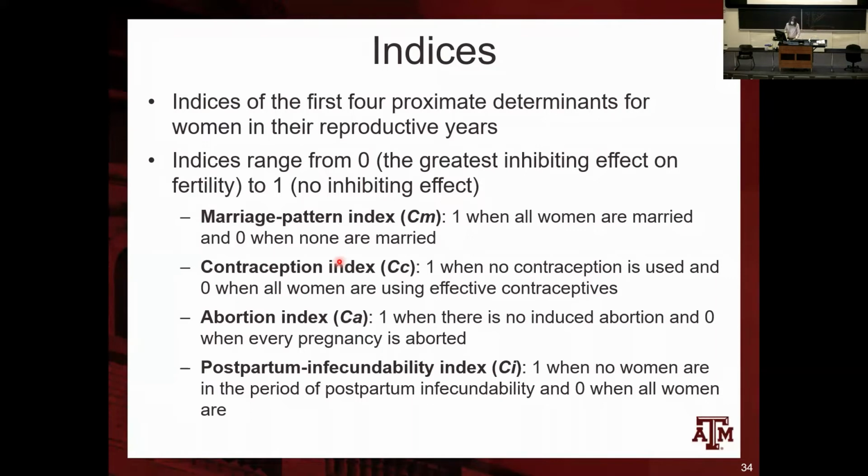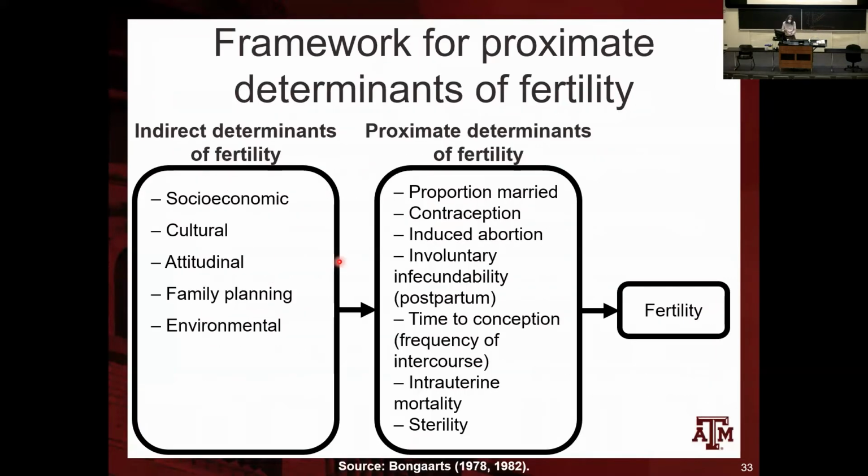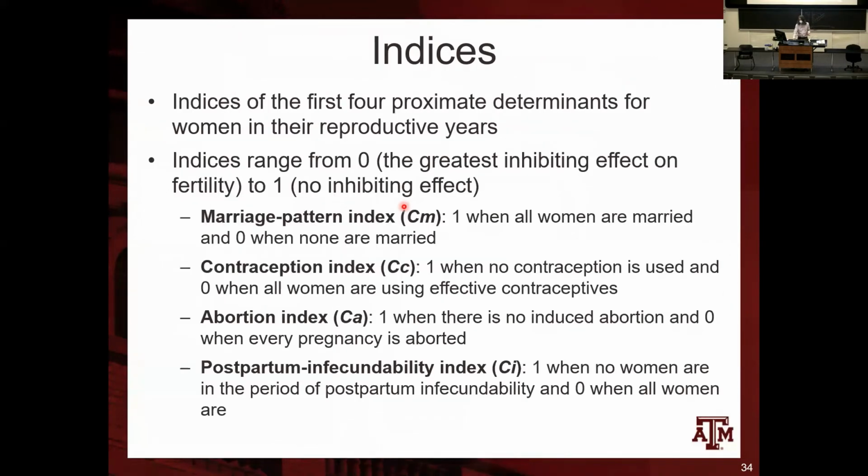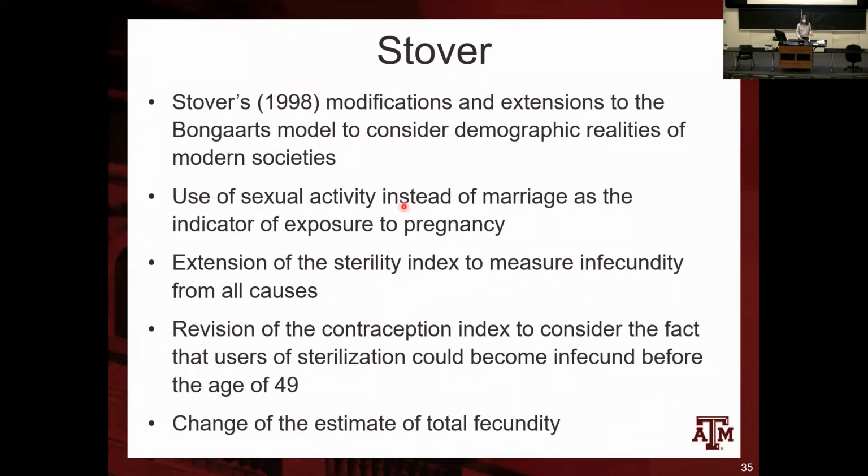So the idea is that we try to summarize the model, come up with the first four here that kind of explain most of the variation in fertility, but society changes. So we will always go back to this framework and try to change it and improve it to the reality of our contemporary societies, okay?